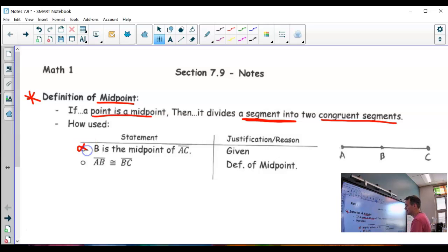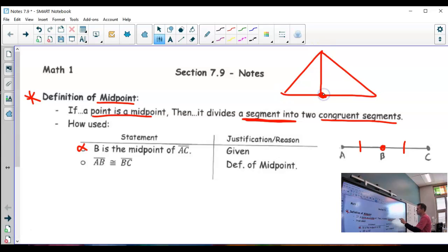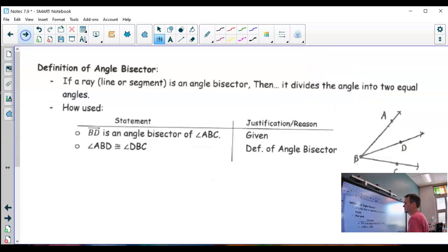It says B is the midpoint. So this point is the midpoint. And if I knew it was the midpoint, then I would know that this length is equal to, or congruent to, this length, by the definition of a midpoint. You can see why that might be important. If you had, say, 2 triangles that look like this, and you knew that was the midpoint of the bottom, then you could say that this segment equals this segment, and you'd be on your way to proving that the 2 triangles are congruent. All right, so that's the first one.